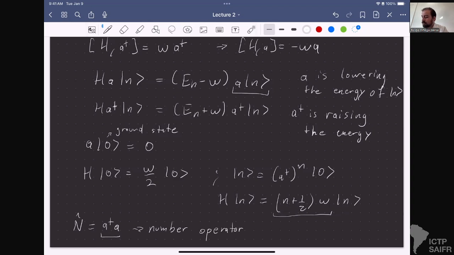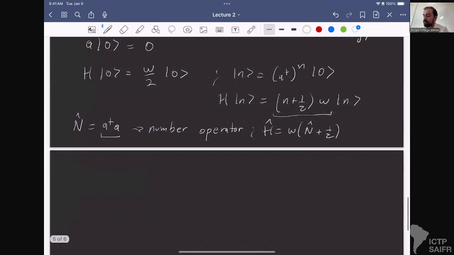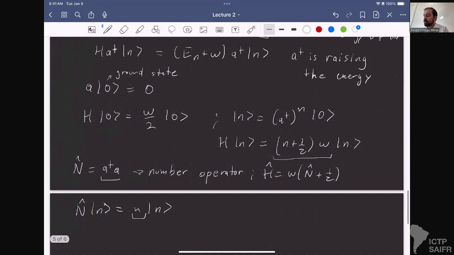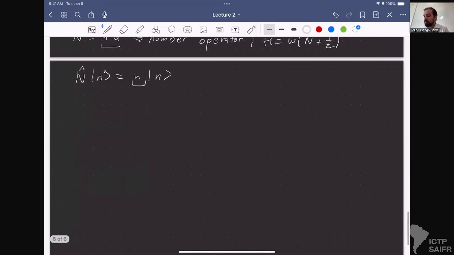And if you see, the Hamiltonian is given basically by omega times the number operator plus 1/2, meaning that if I apply the number operator to a state, I just get the n back. So that allows us to count the number of quanta that we have in a given state in our system. So, good and nice, but this is just a finite number of degrees of freedom.